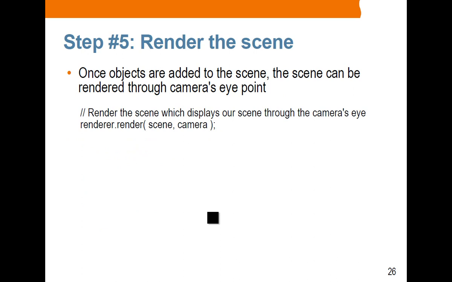All right. So once you create an object with the material and add that to the scene, you can have multiple objects on a scene, of course. And then you can render the scene. In order to render, you have to pass the scene object and camera object, and then you call the render method of the renderer object. So pretty straightforward, right?